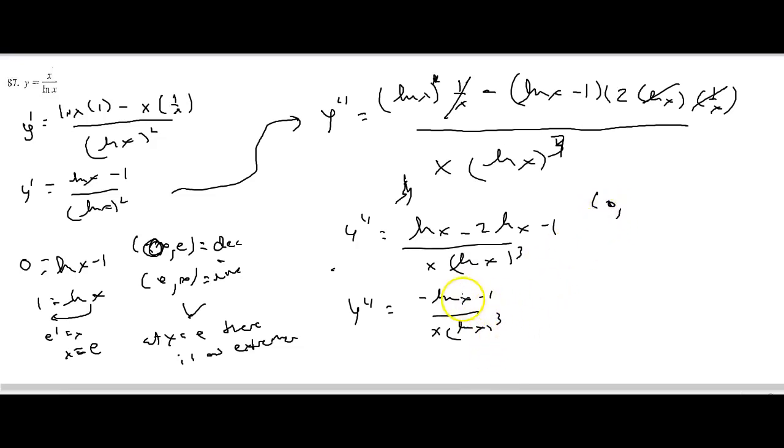So now I'm going to set the top equal to 0: negative ln of x minus 1 equals 0, negative ln of x equals 1, ln of x equals negative 1. To what power do you raise e to make negative 1? I can't, so there's a no. So there are no points of inflection. Ta-da! Okay, so that's the first one of this set of fun problems.